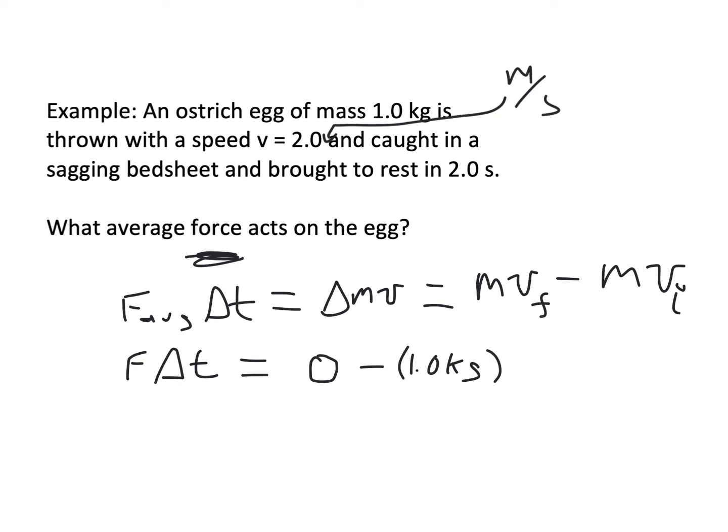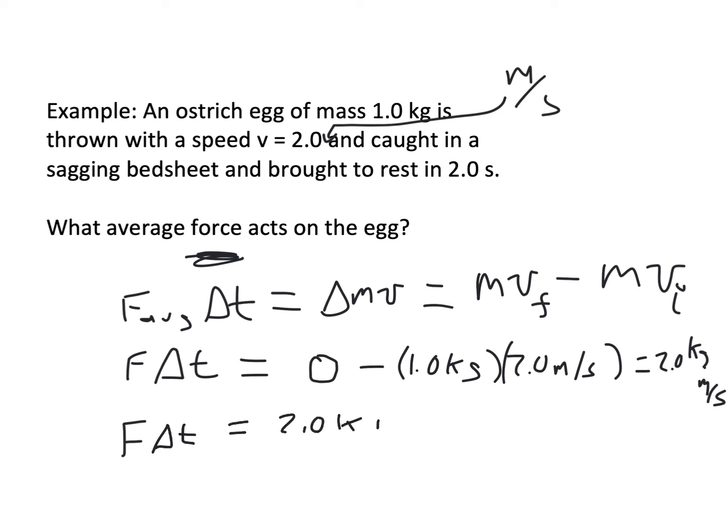times 2.0 meters per second. And that's just 2.0 kilogram meters per second. And so that should all be in line, kilograms meters per second. I ran out of room there. But that is the momentum change. And what must that equal? That must equal F delta t. So F times delta t is equal to 2.0 kilogram meters per second.